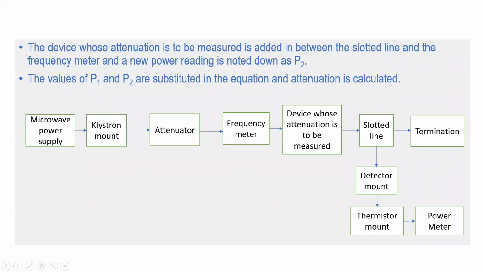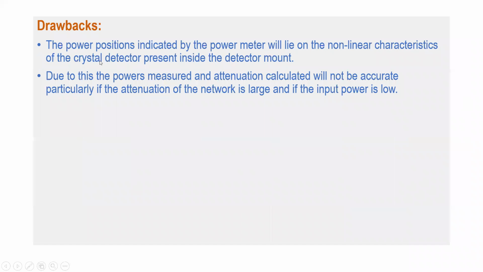Now coming to the other point, the device whose attenuation is to be measured is added between the slotted line and the frequency meter, and a new power reading is noted as P2. Now the bench setup is the same as the previous one, but the only addition is the device whose attenuation is to be measured. Again, after connecting this, we apply the same values at the input side and get the output, and this is noted as P2. Now we have P1 and P2, so we substitute these in the formula and calculate attenuation.